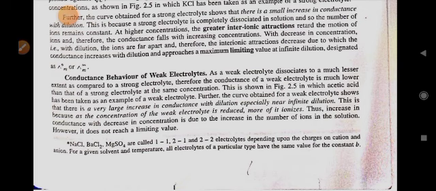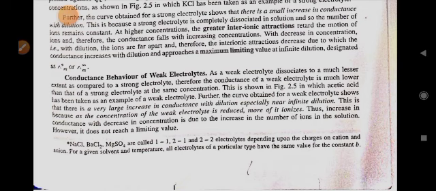With decreasing concentration, that is with dilution, the ions are far apart and therefore the interionic attractions decrease, due to which the conductance increases with dilution and approaches a maximum limiting value at infinite dilution, designated as lambda naught M or lambda infinity M. Conductance behavior of weak electrolytes.